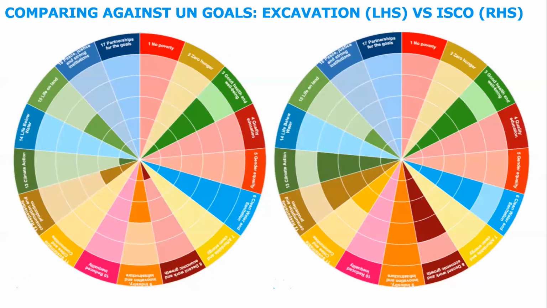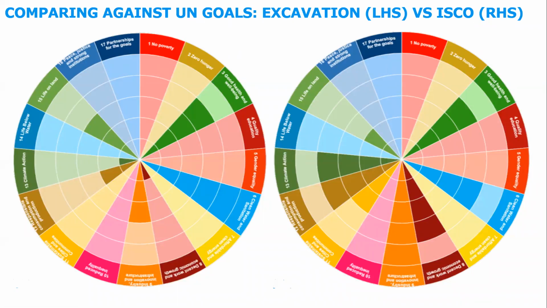Here is the first of 3 pairwise comparisons of impact on UN SDGs, starting with excavation on the left versus ISCO on the right. So if we treat this as a clock face, then the UN SDGs run clockwise, starting with number 1, poverty, in the 12 o'clock position, and ending with number 17, strengthen implementation and partnership.